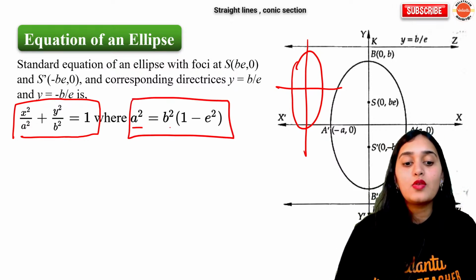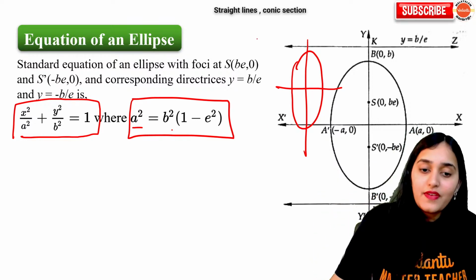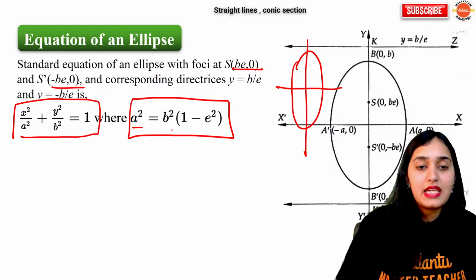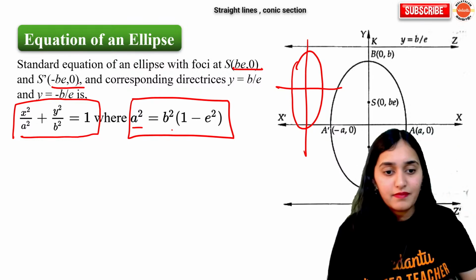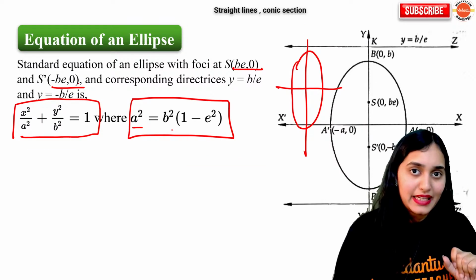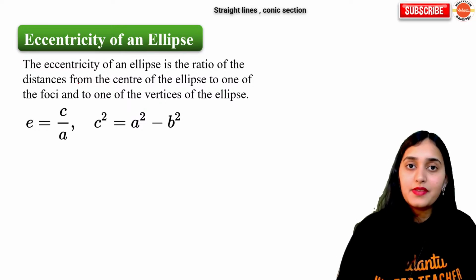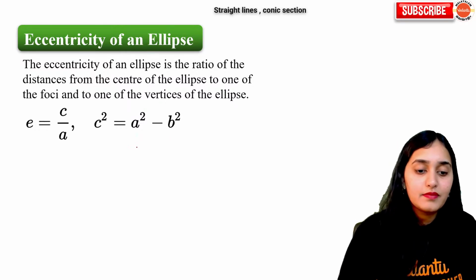It will become a square is equal to b square into 1 minus e square. And the focus will also change. It will be (0, be) and (0, minus be), not ae. So here it was ae, here it will be be. Clear?